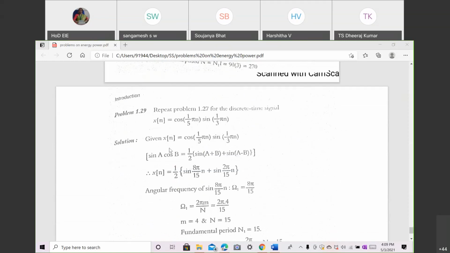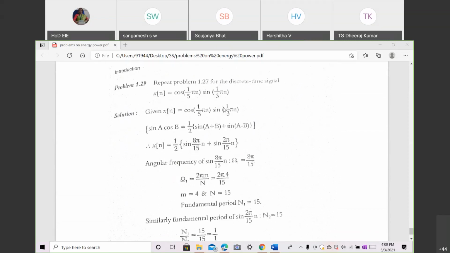Similarly, next x(n), they have given the cos and sine terms. As per the formula sin A cos B, we can write 1 by 2 [sin(A plus B) plus sin(A minus B)]. Then x(n) equal to 1 by 2 [sin 8 pi by 15 n plus sin 2 pi by 15 n].